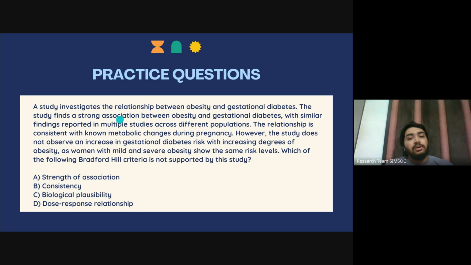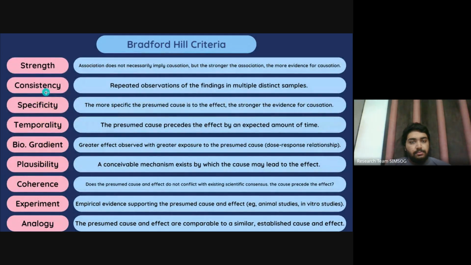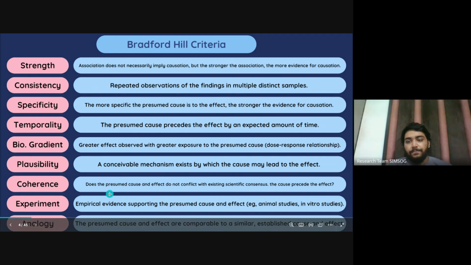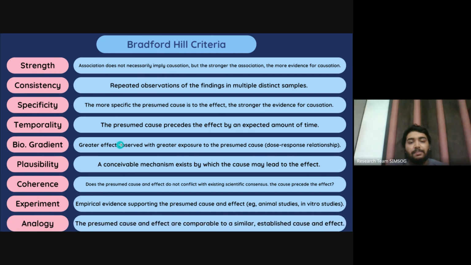Okay. Strong association between obesity and GDM. What does this point out to? We can go back a little if you want. Which one of these? You can unmute and tell. Strength. That strength, exactly. Okay. Y'all can, by the way, take a screenshot of this slide because it's difficult to go back and forth.